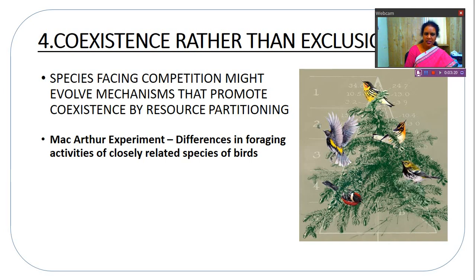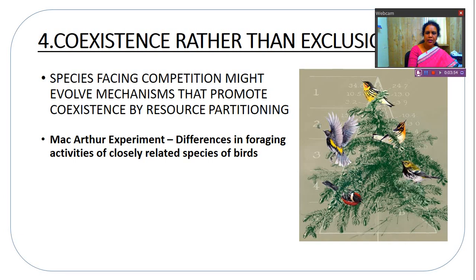So coexistence is there. Species facing competition evolve mechanisms to promote coexistence, which is called resource partitioning. So when competition is there, species undergo resource partitioning. That means they distribute the resources to coexist. For this phenomenon, there were experiments conducted by MacArthur, which is called the MacArthur experiment.